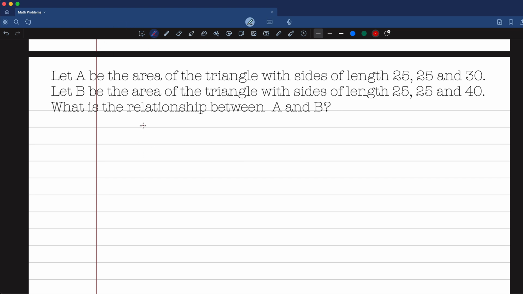It's always important in math to visualize it. So let's take A and let's draw this out. This is a rough diagram, not to scale. We know that both of these sides are 25, and the third side is 30. Now, when you have two sides equal, it's an isosceles triangle.